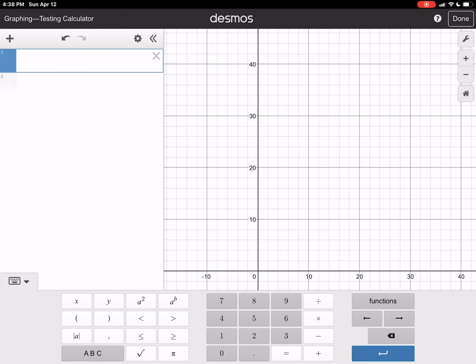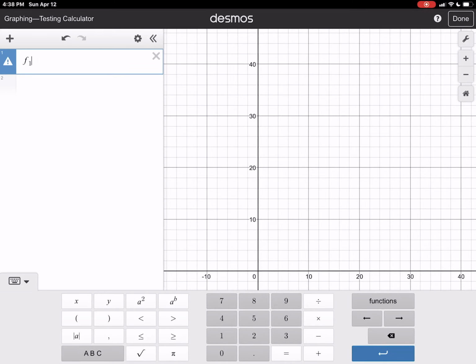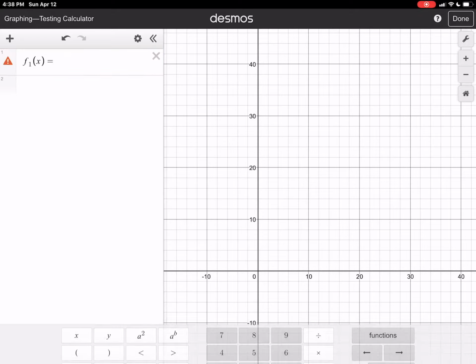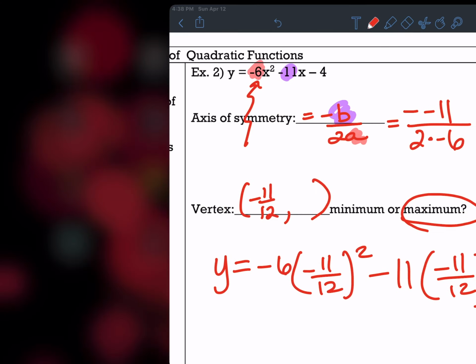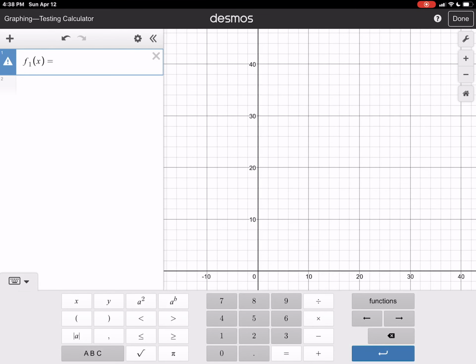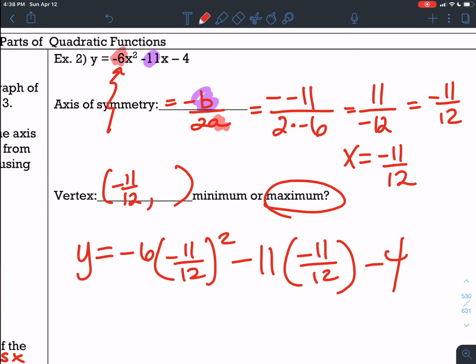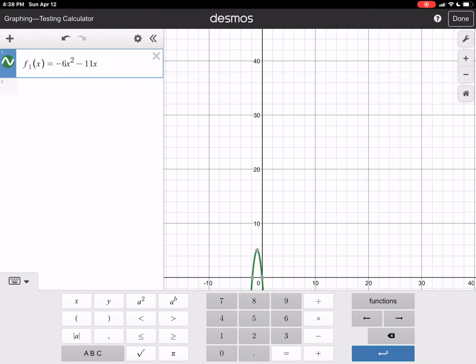So first thing, I'm going to call this function f1 of x, close parentheses, equals, and let me go ahead and type in my equation. Negative 6x squared minus 11x minus 4.